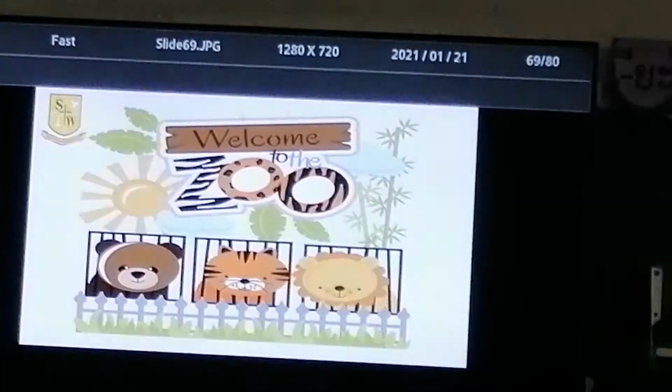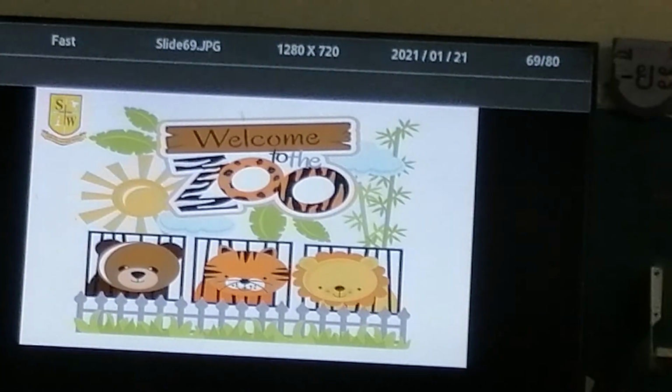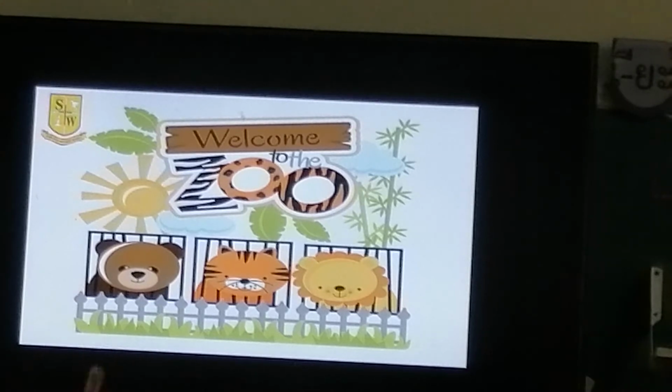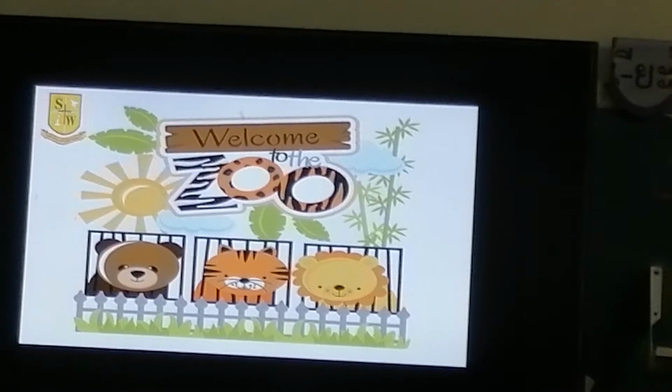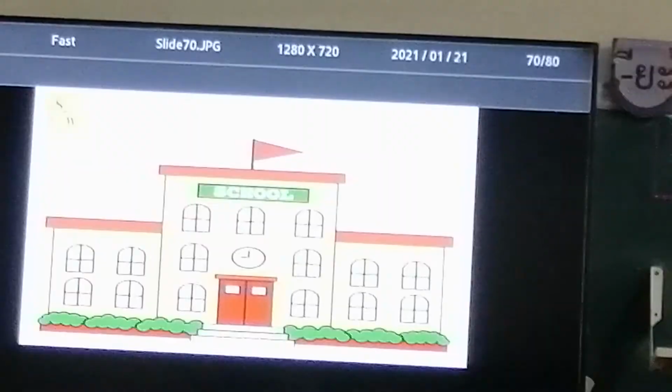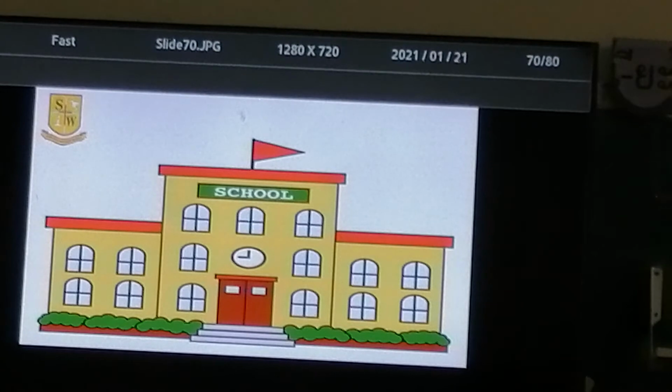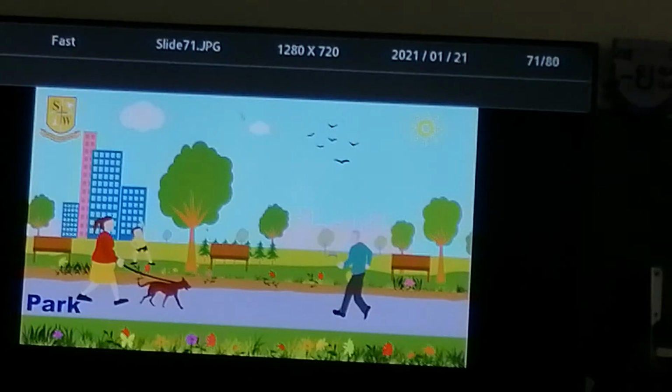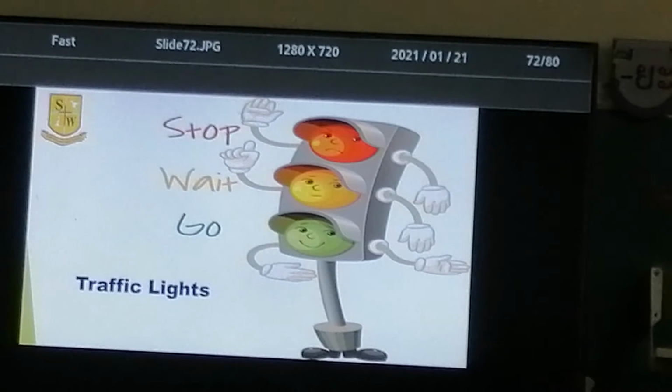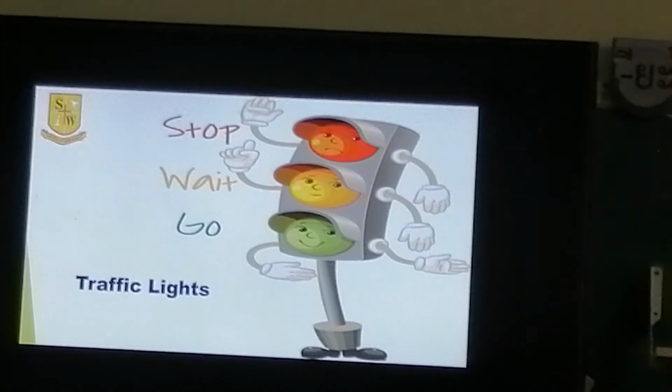Next, these are examples of other services by the government. We have zoo. Some zoos are for free, some zoos are not, you have to pay. But the government zoos are for free, so you can go there freely. Okay, next we have this. School. This one? Park. How about that? Traffic lights. Traffic lights is also a government service.